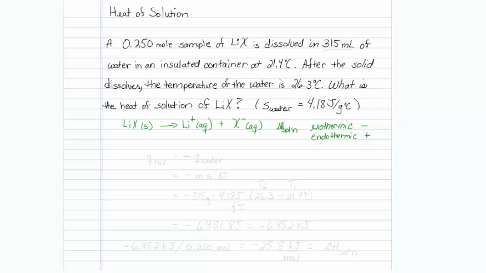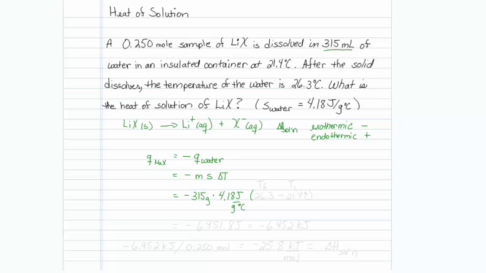Okay, now to the actual problem. The heat involved in dissolving LiX has to be equal to the heat lost or gained when the water changes temperature. So that should be equal to negative m s delta T of the water. We know we have 315 mL of water, so that's as good as having 315 grams of water. We are given the specific heat of water is 4.18 joules per gram degrees Celsius.